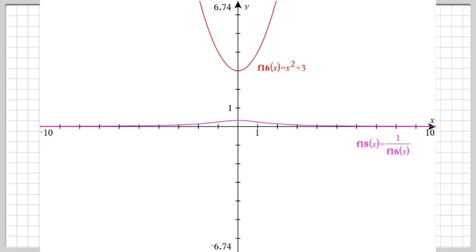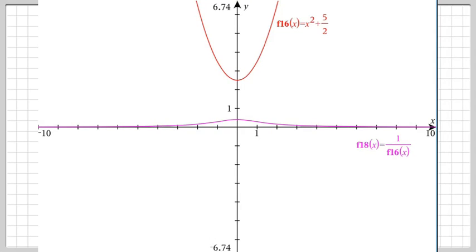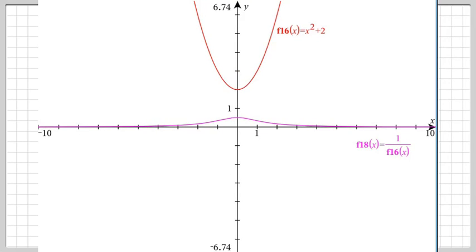Here we go again. Okay, here we go again. See what's happening to the hump in the pink graph? Look, here we go again. The hump is starting to rise because this is getting less, therefore 1 over less is more, isn't it? Yes.